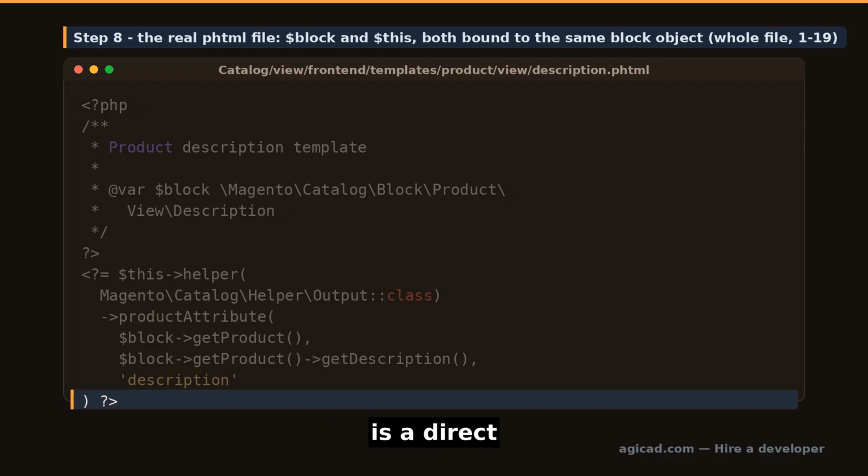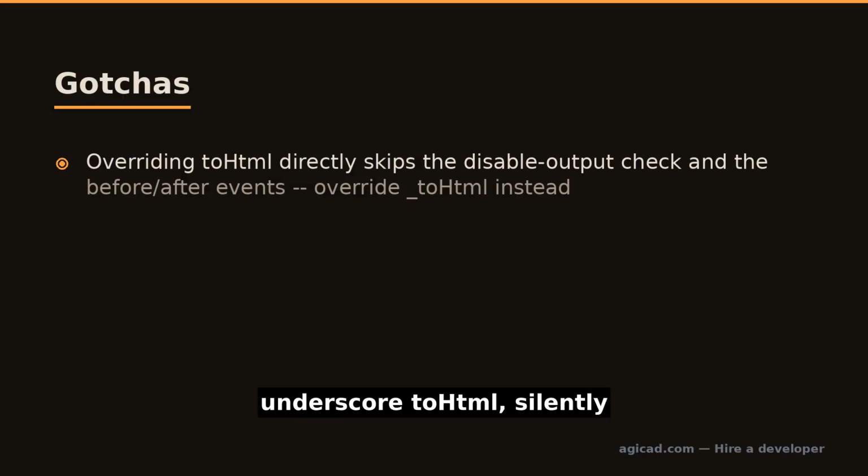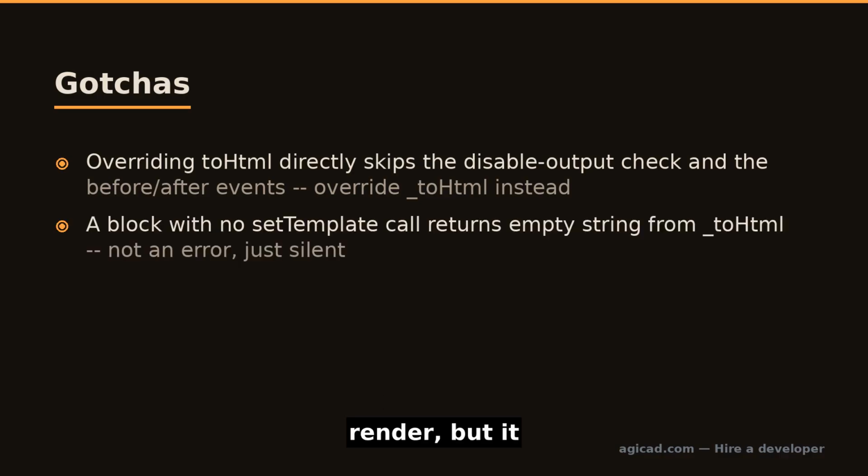A few things trip people up here. Overriding toHtml directly, instead of _toHtml, silently skips the module output disable check and both real events fired around it. It will render, but it stops respecting a real store-level admin setting. A template block that never calls setTemplate isn't broken, _toHtml just returns an empty string on purpose, which can look like a rendering bug when it's actually a missing configuration.